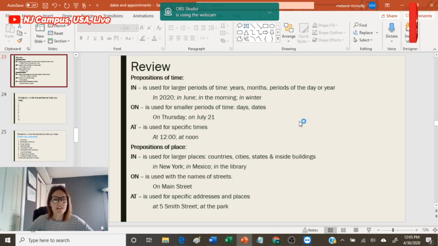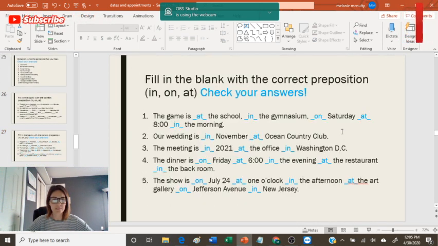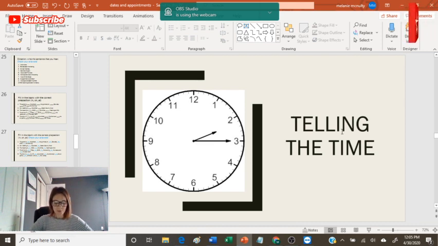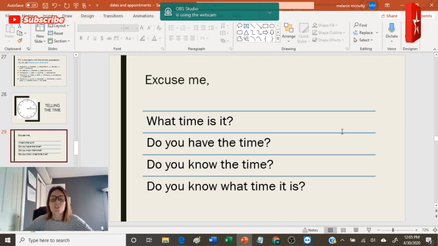Okay, so let's move on to telling time. If no one has any more questions, we'll move on to telling the time. Okay, so these are just a few ways to ask someone if they have the time, if they know what time it is. It's always polite to start with excuse me when we're going to ask someone a question.